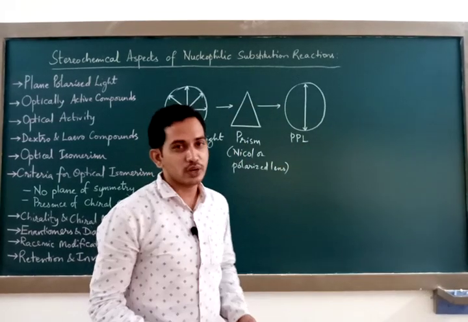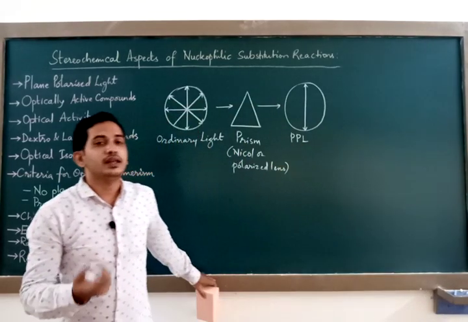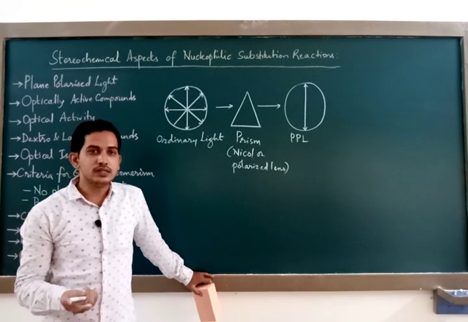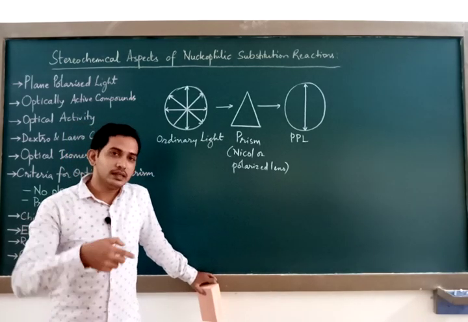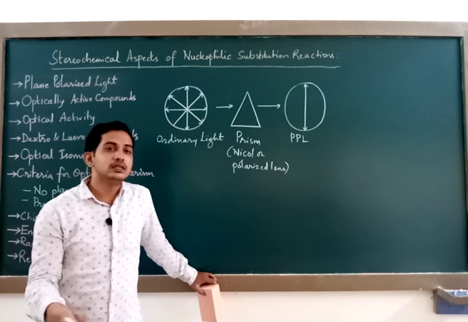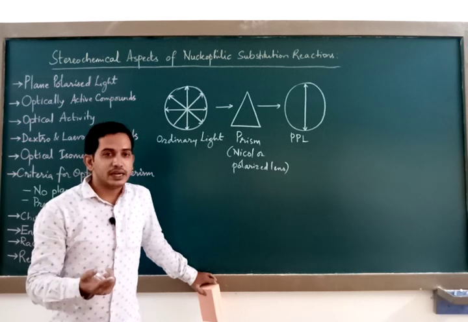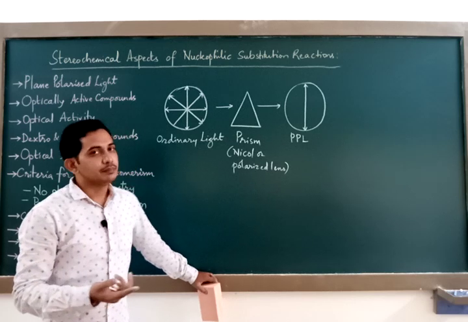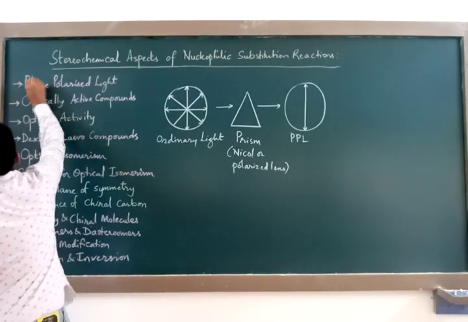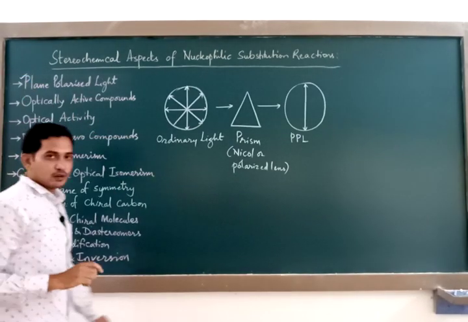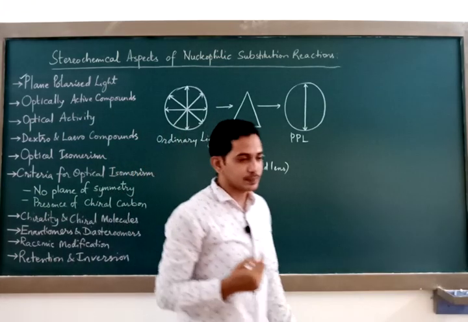How do we get a plane polarized light? When you pass ordinary light through a nickel prism or else through a polarized lens, then the light that emerges out of the lens will travel in only one direction, and we call that light plane polarized light. So this part is done. Now you understood what plane polarized light is.